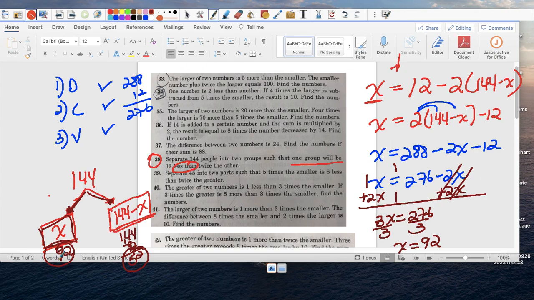Okay? So now if you did it in reverse, when you set up the equation and you use the first group as 144 minus x and the other group as x, your answer would probably be backwards. But same answer either way.